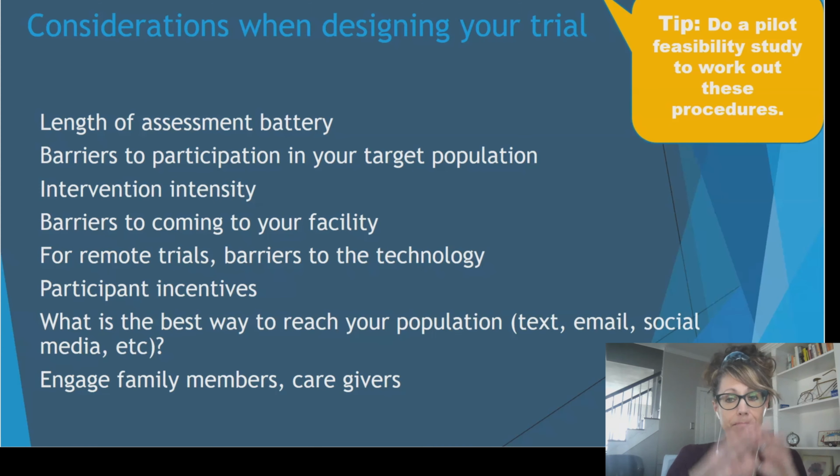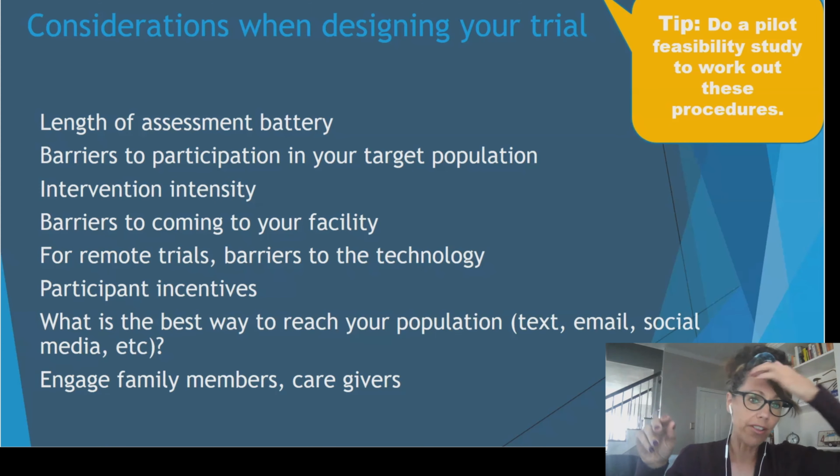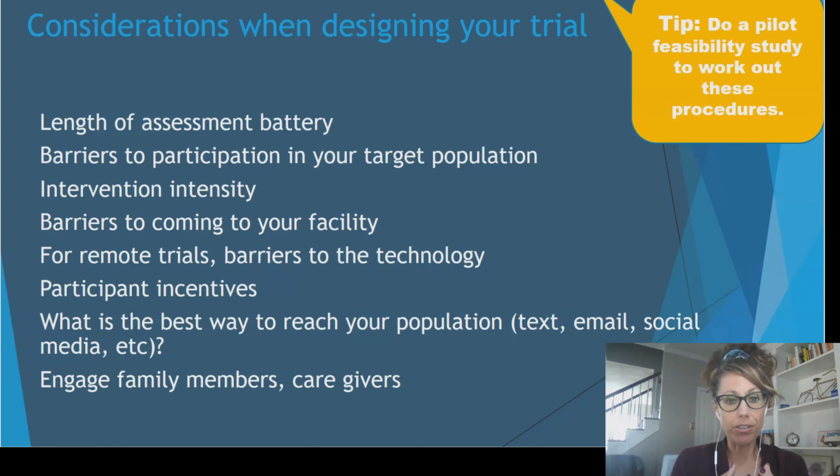For remote trials, maybe you go remote, and you circumvent all that. You want to think about the barriers to the technology. Do they have Wi-Fi access? Do they know how to use the technology that you're using to collect your data or do your intervention? Obviously, participant incentives are something you need to think about when you're writing that grant, because that goes into the budget. So you want to make sure your incentive structure makes sense for what you're asking participants to do before you submit that grant and have that budget sealed.